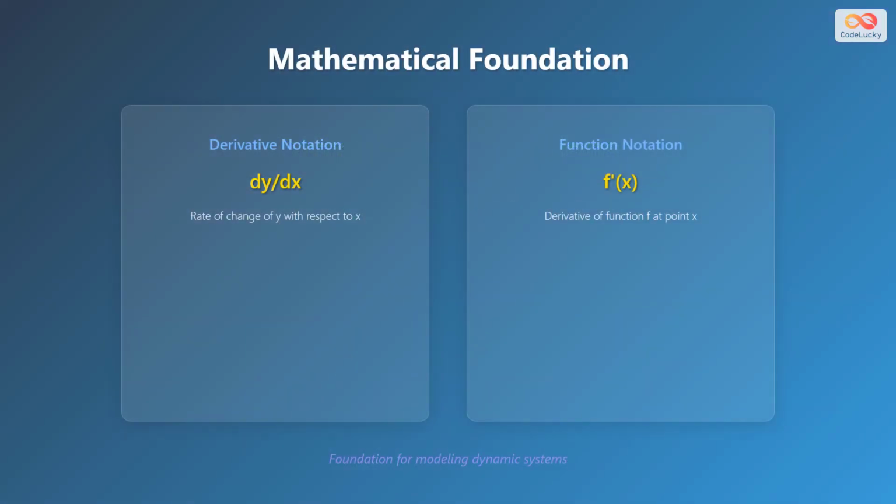Before we dive deeper, let's establish some mathematical ground rules. First, the derivative notation. You'll often see dy/dx, which represents the rate of change of y with respect to x. It tells us how much y changes for a tiny change in x. Another common notation is f prime of x, which signifies the derivative of the function f at a specific point x. These notations are fundamental for modeling dynamic systems, meaning systems that change over time.